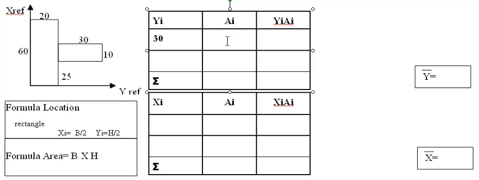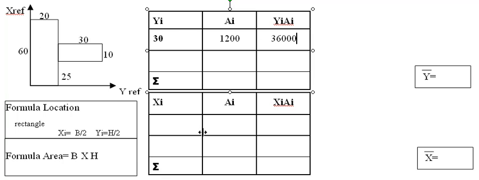We move over to ai. The formula for the area of a rectangle is the base times the height. The base is the 20, and the height is the 60 again. So 20 times 60 is going to be 1200. Then we multiply 30 times 1200, and that comes out to 36,000. You will be using a lot of big numbers in this. So that's all the information we need for the first one.